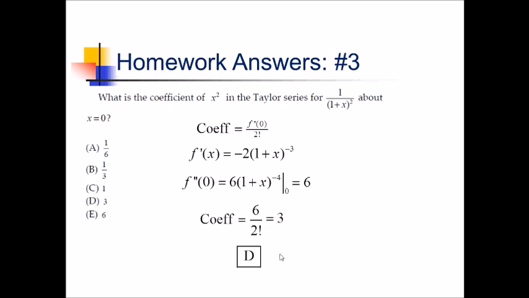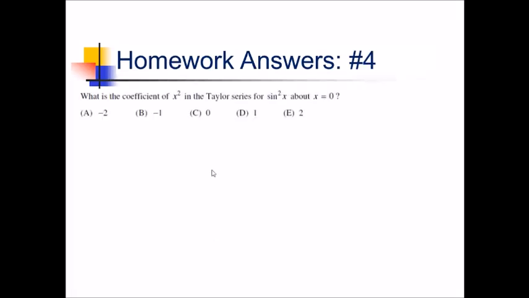Since 2 factorial is really just 2, this is 6 over 2, which equals 3. Choice D. For this problem, we want to know the coefficient of x squared in the Taylor series for sine squared of x about x equals 0. So in general, my coefficient for the second power is going to be the second derivative at 0 over second factorial. So all I have to do is figure out the second derivative of this function at 0, plug it in here, and I'll be done.